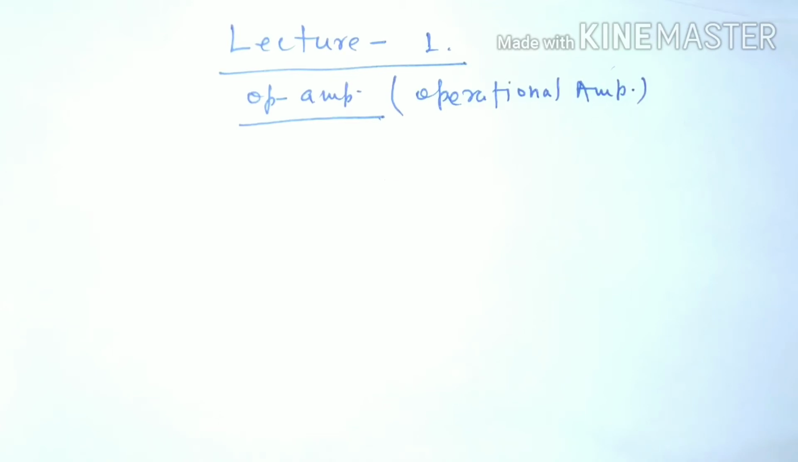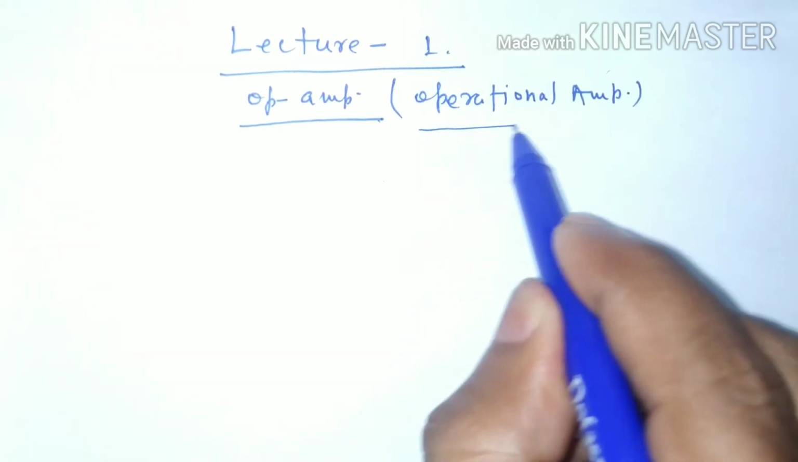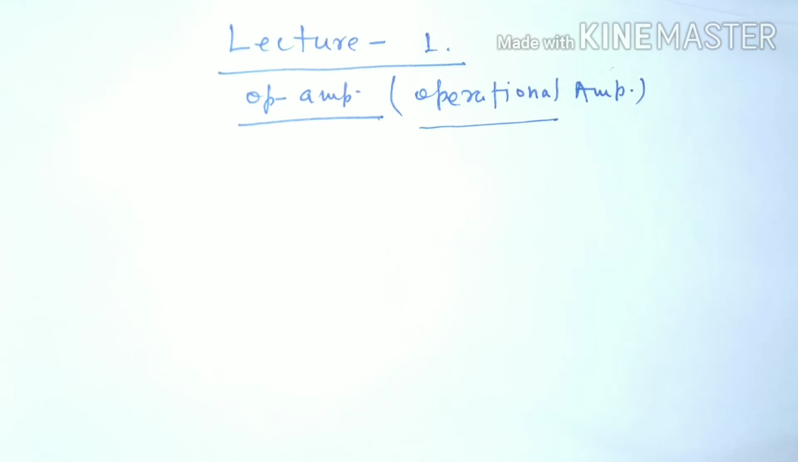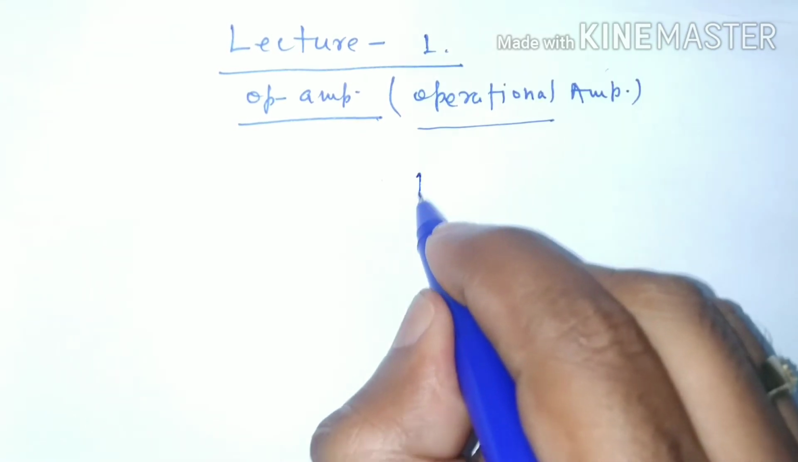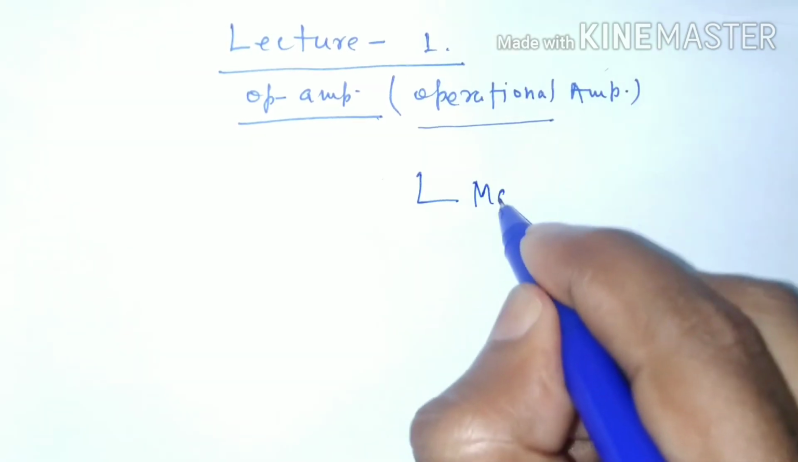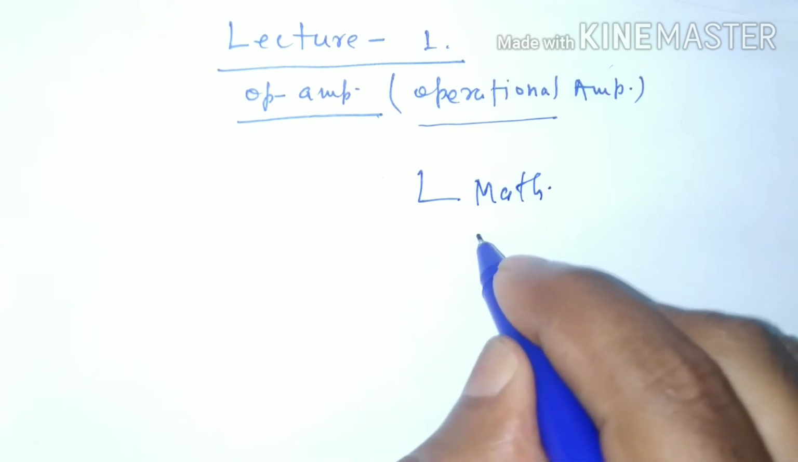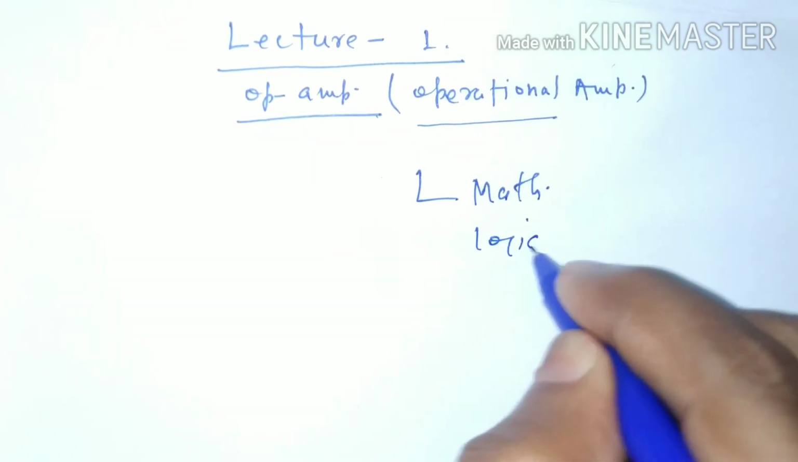Hello everyone, welcome back. Now we are going to start another series on operational amplifiers. It is lecture 1 of operational amplifier. Why is it called an operational amplifier? Because with this device we can perform operations on signals, like mathematical operations and logical operations.